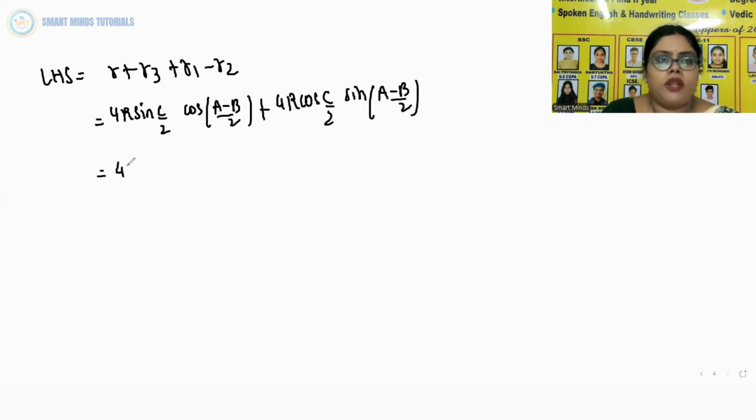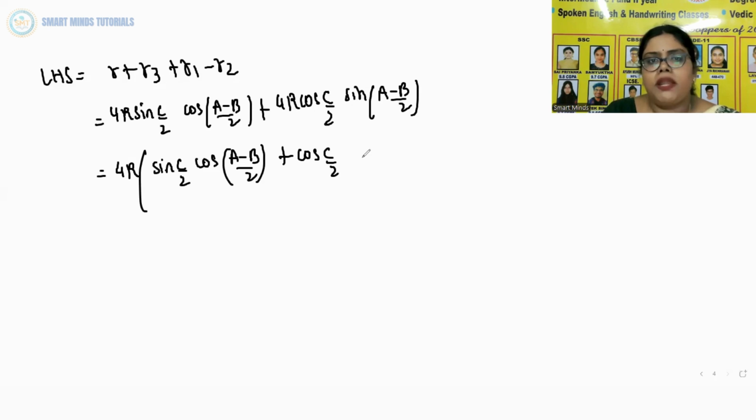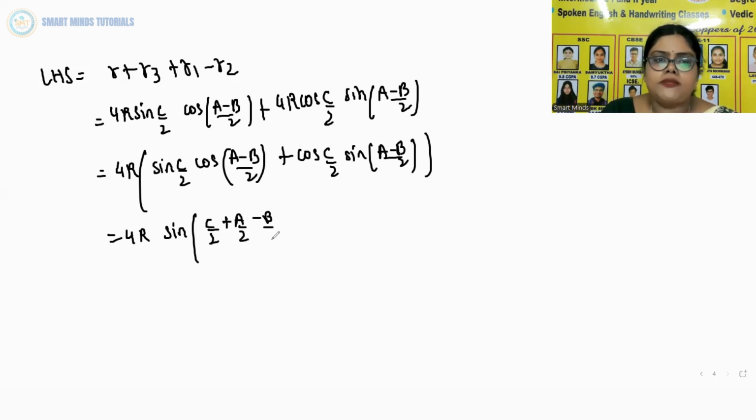So if we take 4R common, we will get sin C by 2 cos (A minus B) by 2 plus cos C by 2 sin (A minus B) by 2. So this is in the form sin A cos B plus cos A sin B. The formula is sin (A plus B). So we can write this as sin (C by 2 plus A by 2 minus B by 2). So this we can write as sin (C plus A minus B) by 2.